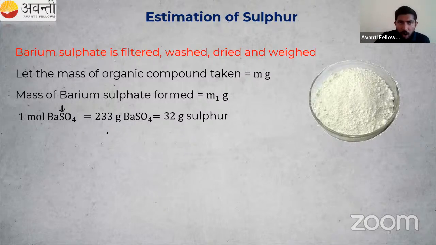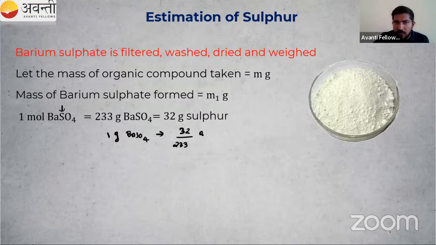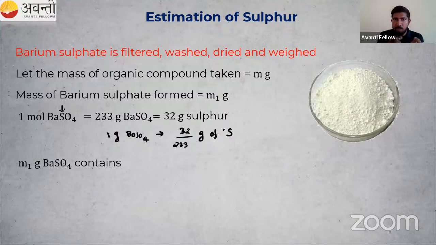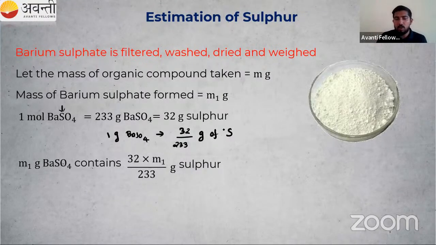Then what about 1 gram? If I take 1 gram of barium sulfate, what is the amount of sulfur present? That is 32 divided by 233 gram of sulfur. Here we are taking m1 gram of barium sulfate. Then what is the next step? m1 gram of barium sulfate contains 32 divided by 233 into m1 gram of sulfur. So we found the mass of sulfur.